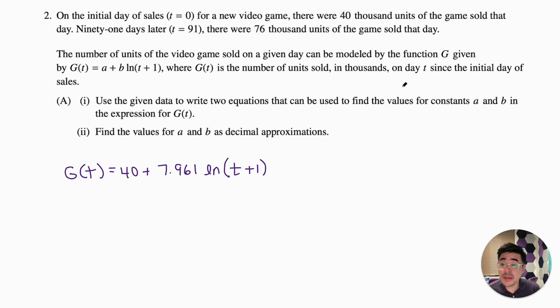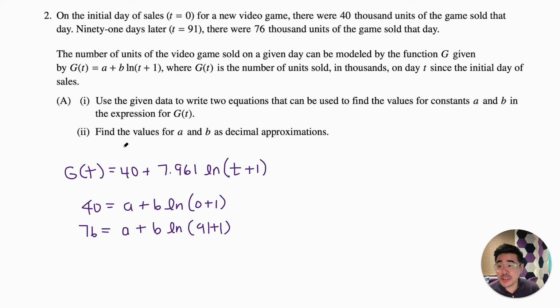So it looks like I jumped the gun on this question though, because part 1 is just asking us to write 2 equations that can be used to find the constants. So let's do that then. We're going to plug in these numbers here, and then we're going to set them equal to 40 and 76 respectively, right? So the first equation would be 40 is equal to a plus b times ln of 0 plus 1. That'd be your first equation. And then the second equation would be 76 is equal to a plus b ln of 91 plus 1.